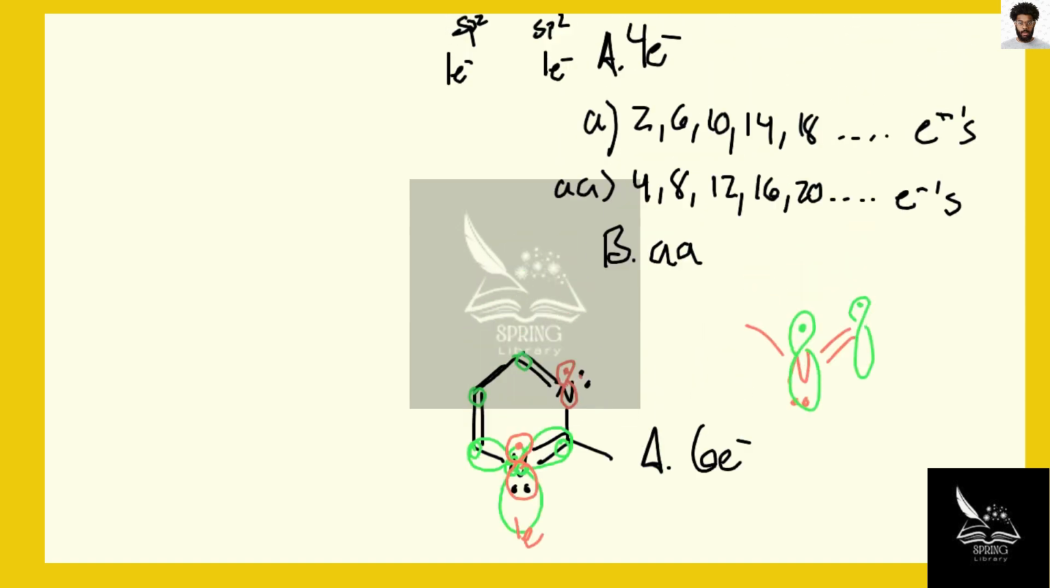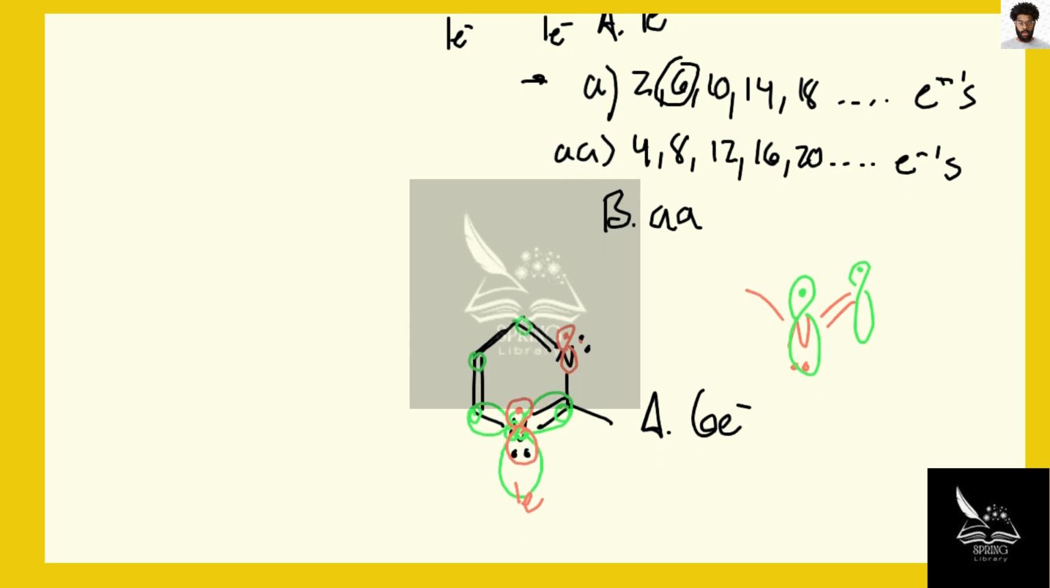If we refer back to the list corresponding to aromatic systems, we find that 6 is indeed on the aromatic list, which means that our system is indeed aromatic.